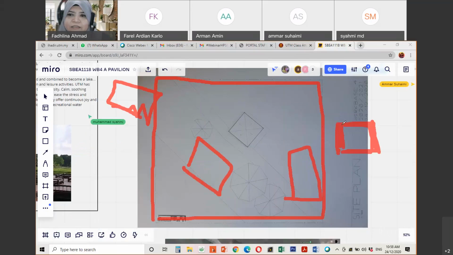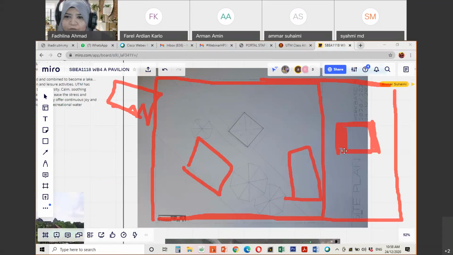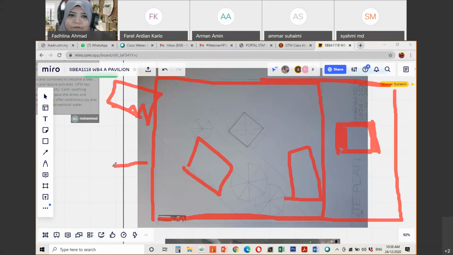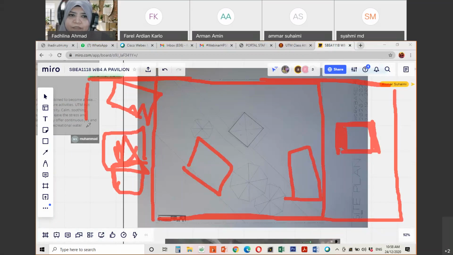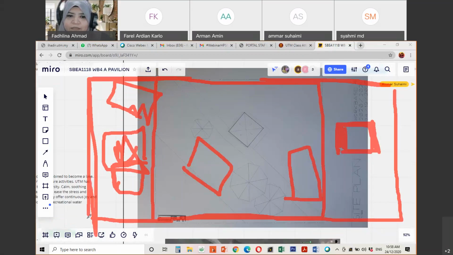So you need to ask everyone in your workgroup where they want to put their pavilion. If, let's say, Syahmi wants to build outside of your own boundary line, over here, then you bring your boundary line out and make it bigger so Syahmi can put his pavilion here. And let's say Hasanah wants to do something over here, then you need to bring it over here. The boundary line should be bigger so that it covers all your friends' sites.